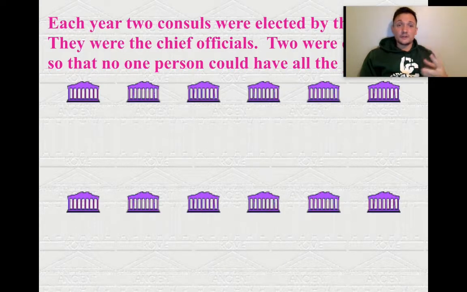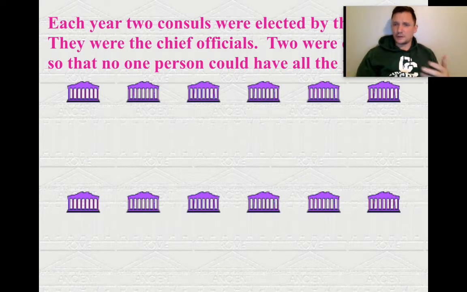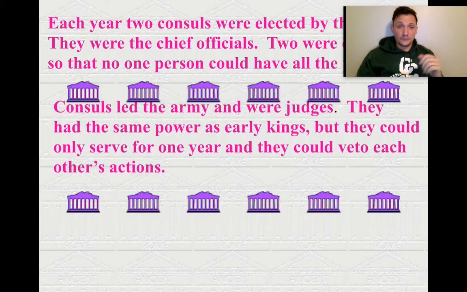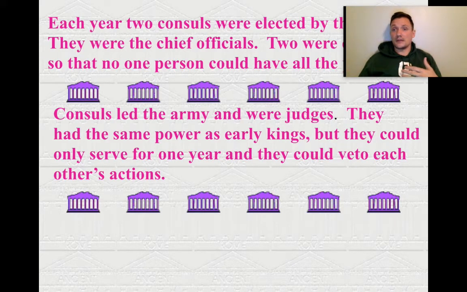So 2 were elected. They could only be elected once every 10 years, and they could also veto each other, right? This is to try and keep one of them from gaining too much power, right? So make sure you write that down. They were elected for 1 year at a time. So consuls led the army. They were judges, and they had the same power as early kings, right? Now, but they could only serve for 1 year, and they could veto each other's actions. And then they couldn't serve again for another 10 years, okay? Make sure you get that down.